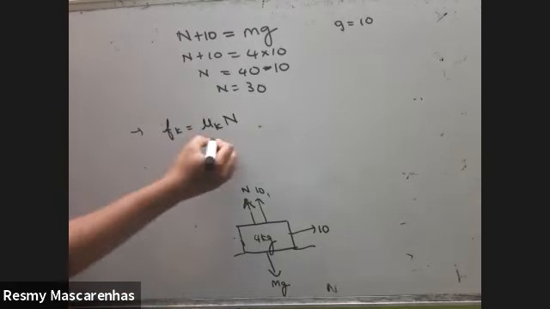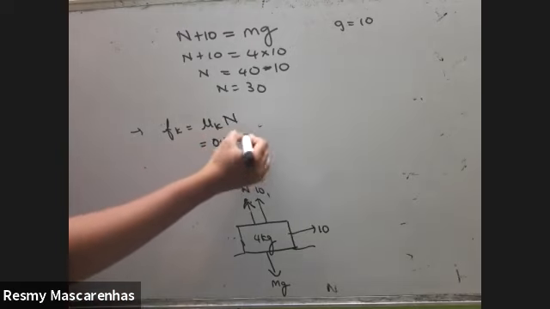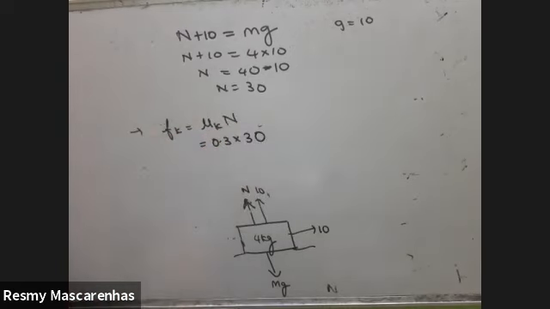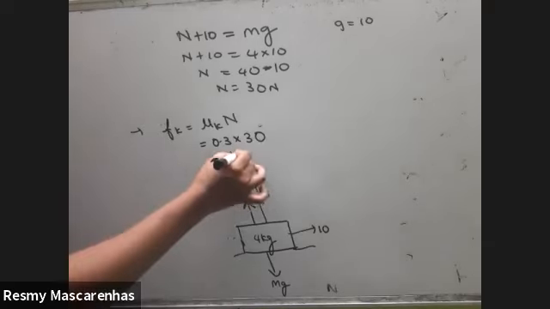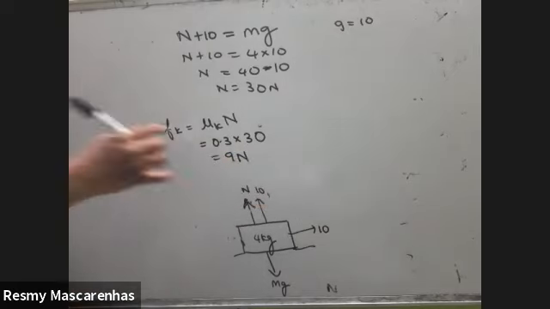This is given to me as 0.3. This I got as 30. This is Newton. This n is for the normal and this is for the Newton. So this will give me 9 Newton. So kinetic friction is 9 Newton.